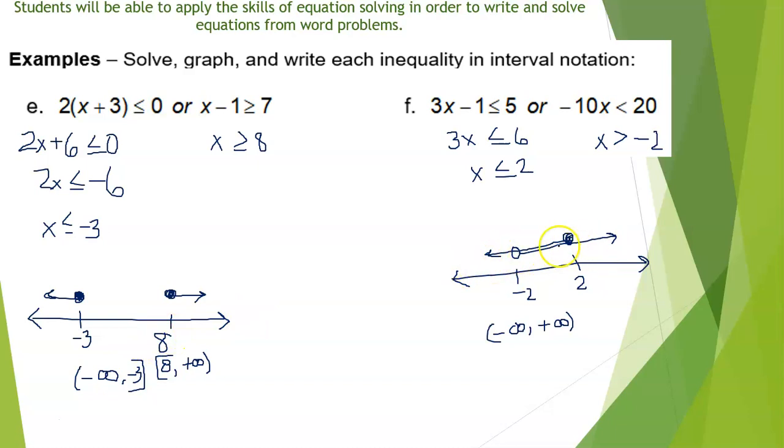Because our answer could either be something that's less than 2 or greater than negative 2. So it could be positive 5, because that's greater than negative 2. It could be less than 2, which could be negative 5.